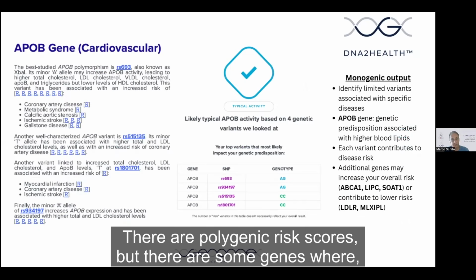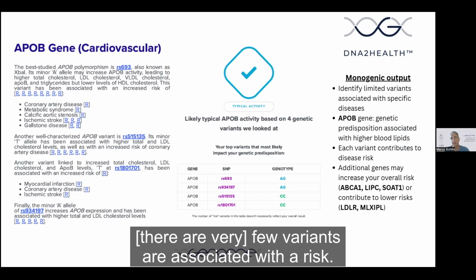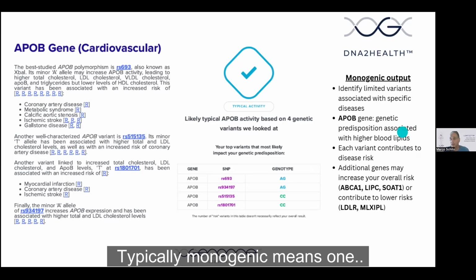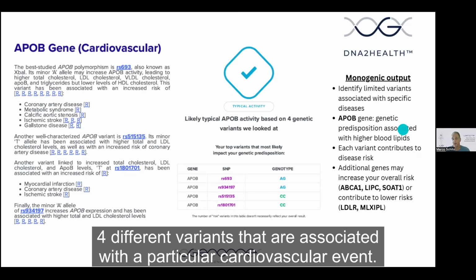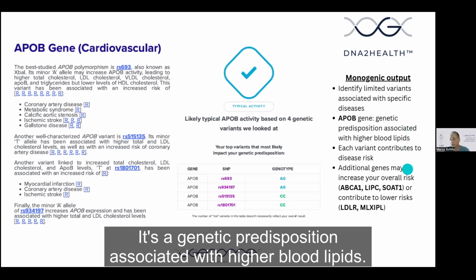So there are polygenic risk scores, but there are some genes where very few variants are associated with a risk. Oftentimes, those are called monogenic. Typically, monogenic means one, but in some cases, we can have 2, 3, or in this case, 4 different variants that are associated with a particular cardiovascular event. And in this case, it's ApoB. It's a genetic predisposition associated with higher blood lipids.